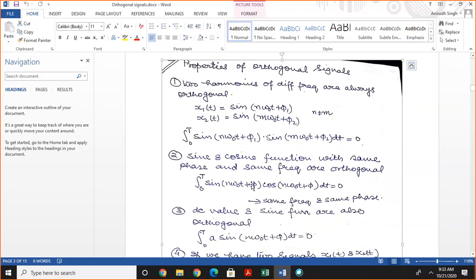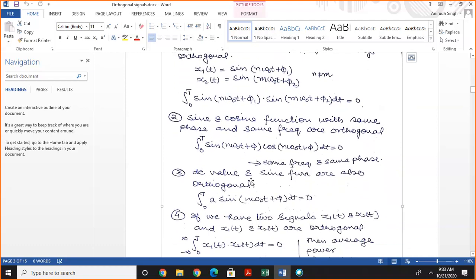Then the second property is that sine and cosine functions with the same phase and same frequency are orthogonal. Here sin n omega t plus psi and cos n omega t plus psi: phase is the same, frequency is the same, and this is a sine function and this is a cosine function. So these are always orthogonal. So the integration of sine and cos is equal to 0, same frequency and same phase.